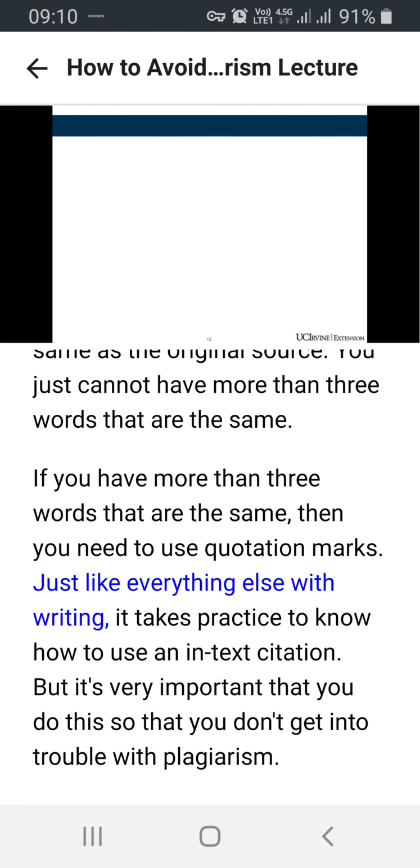Just like everything else with writing, it takes practice to know how to use an in-text citation, but it's very important that you do this so that you don't get into trouble with plagiarism.